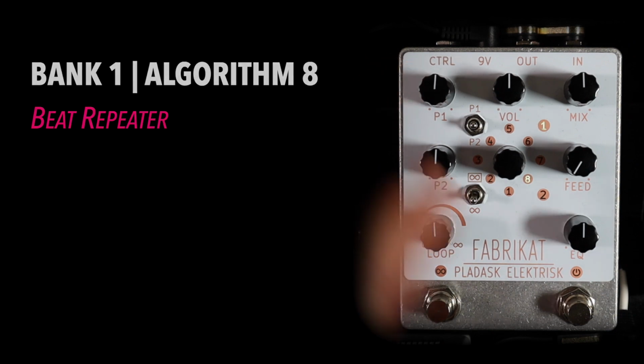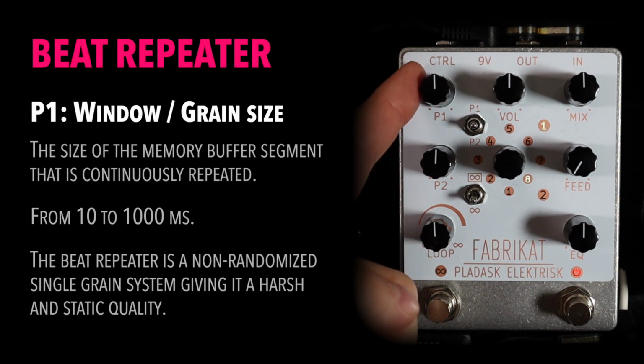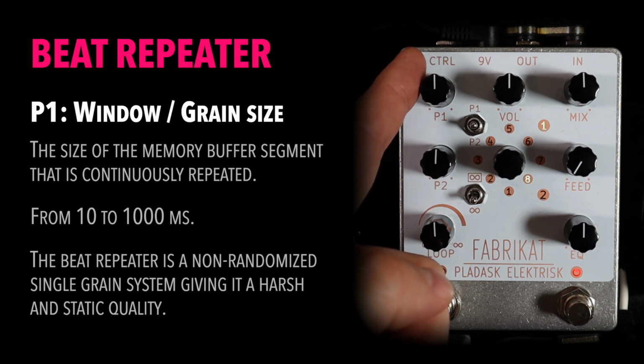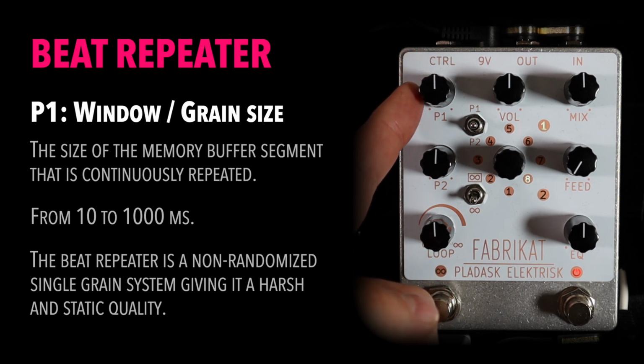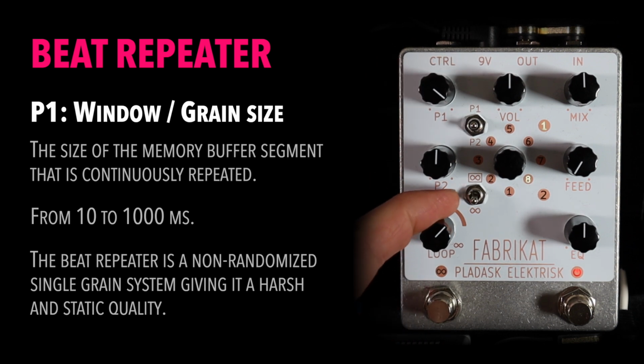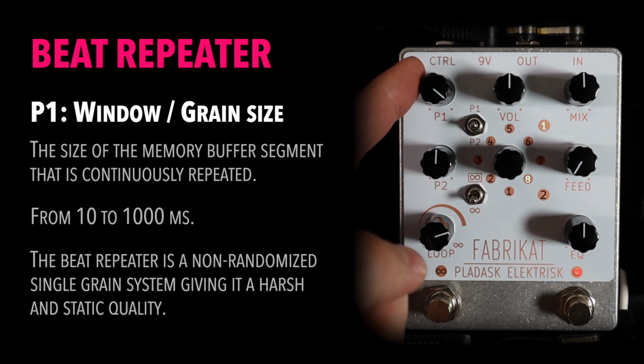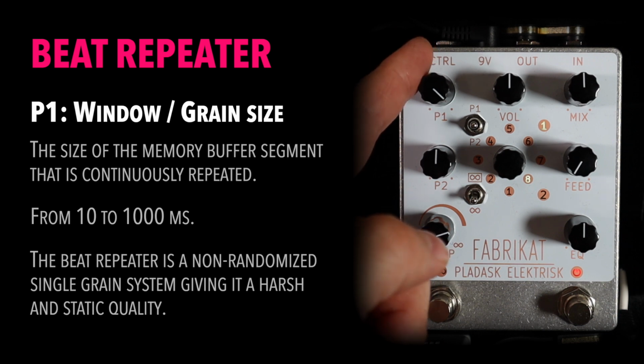Okay, so parameter number 1, let's turn on, is the window/grain size. This is the size of the memory buffer segment that is continuously repeated, and it goes from 10 to 1,000 milliseconds. So you're going to be able to get some delay sounds with this one. This is non-randomized, the grain system here, so it gives it kind of a harsh and static quality.